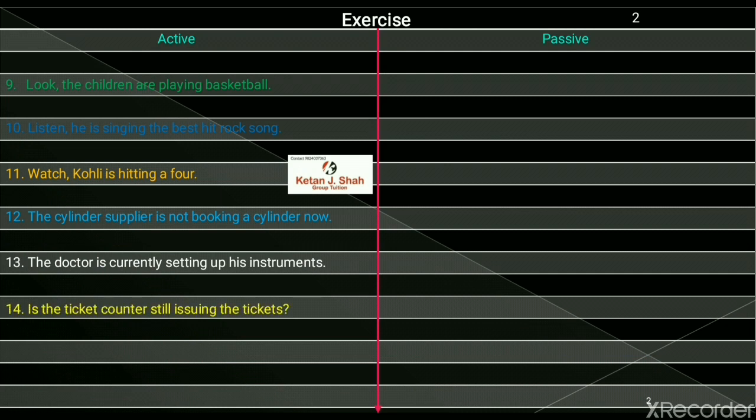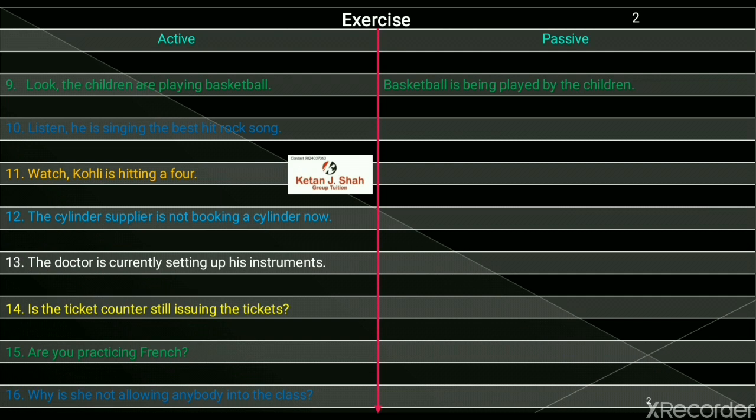14th. Is the ticket counter still issuing the tickets? 15th. Are you practicing French? 16th. Why is she not allowing everybody or anybody into the class? Now we will see the passive forms.